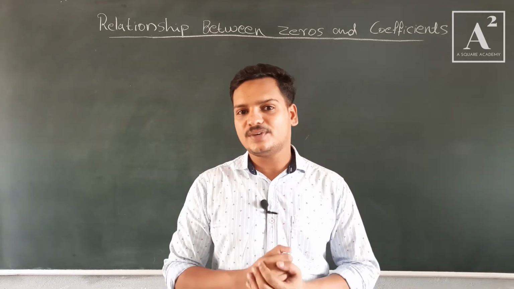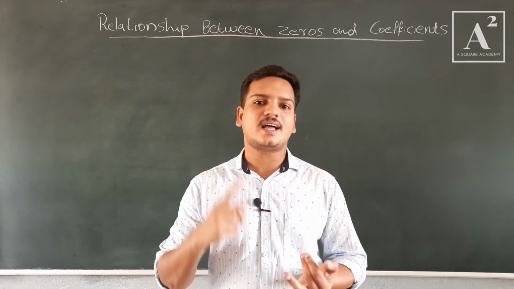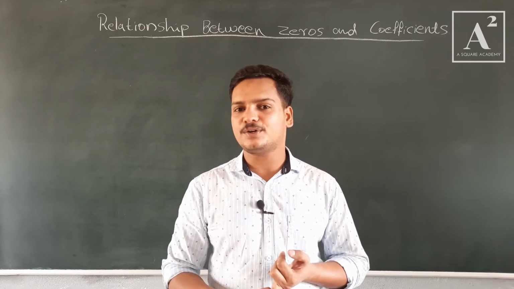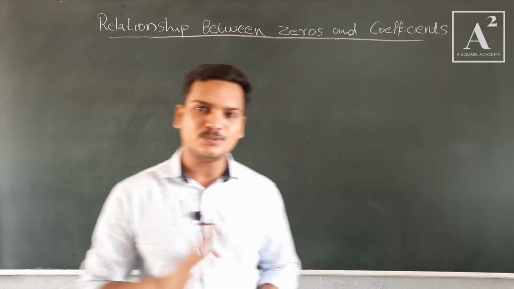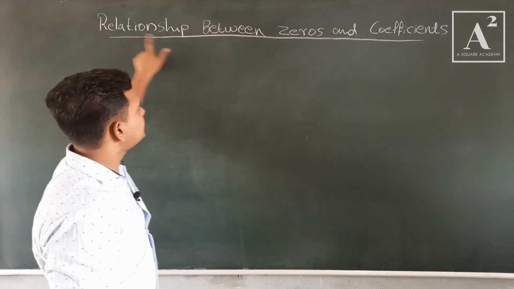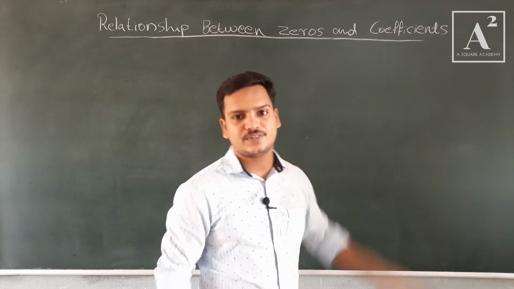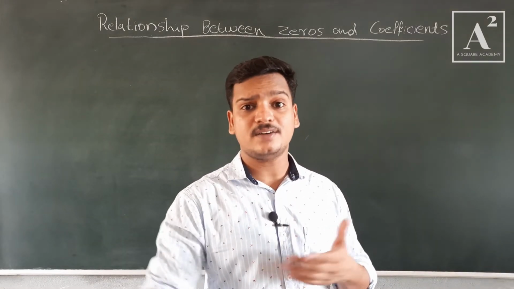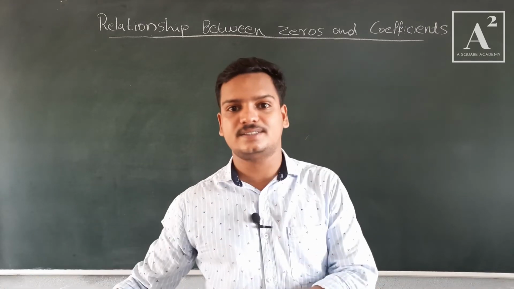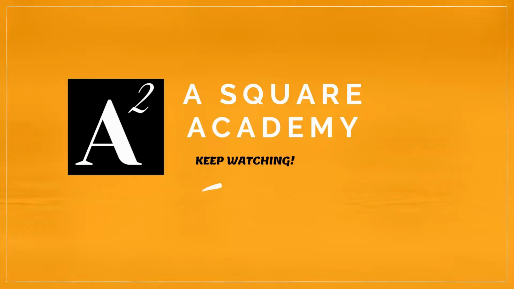In the last video we discussed what a polynomial is and how we can identify a polynomial, also what a zero of a polynomial is. In this video we are going to discuss the relationship between zeros and coefficients of a polynomial. So the concept of zeros of a polynomial we are going to take further ahead. Okay, let's start.